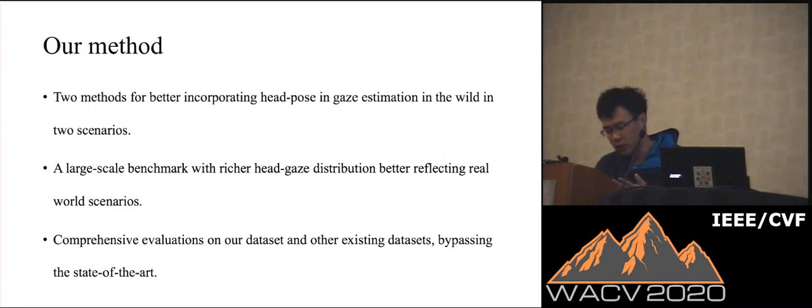So in this paper, first, we propose two methods to better incorporate head pose information into the gaze estimation task. Second, we also propose a large-scale benchmark dataset, which has a richer head and gaze distribution. Third, we conduct comprehensive evaluation on our dataset and other datasets to show its superiority.